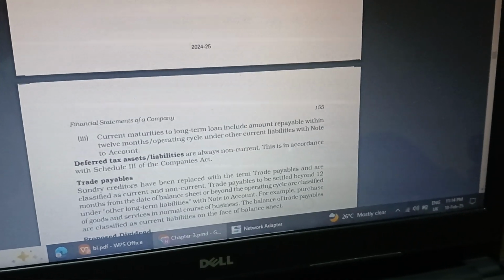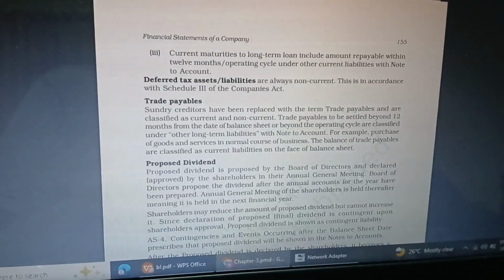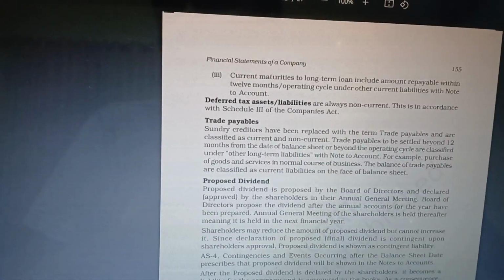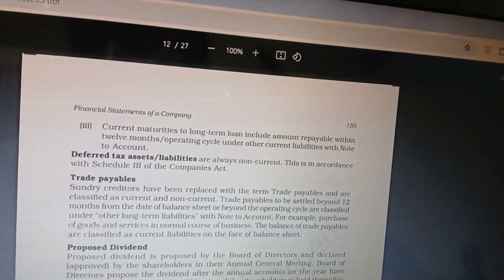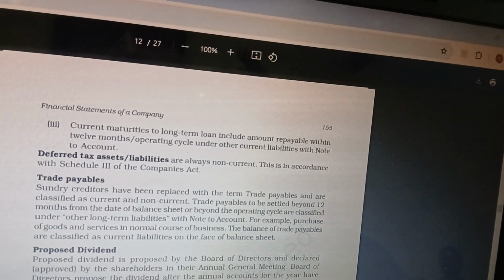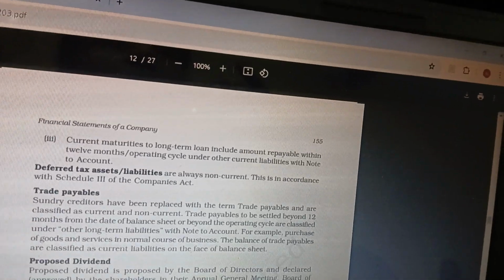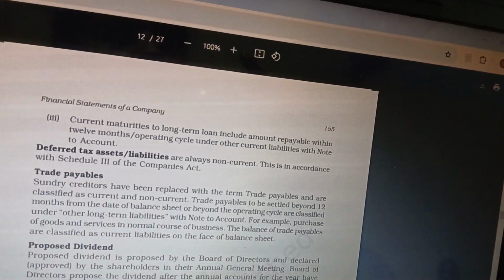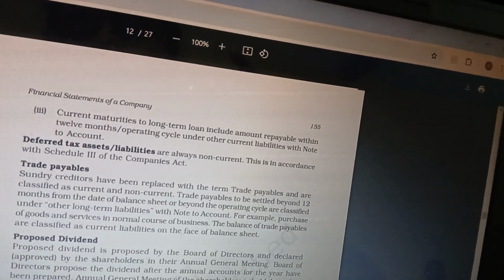Then tax payable. Sundry creditors have been replaced with the term trade payables. Sundry creditors means if you purchase anything, the amount that we have to pay to the supplier or any firm for buying things from them.